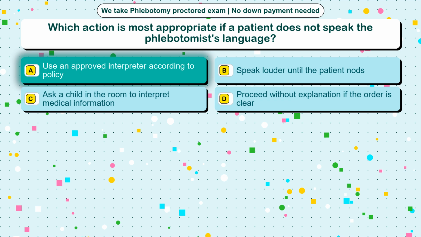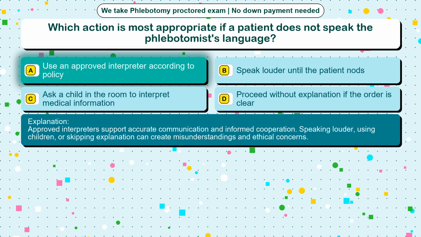The correct answer is option A. Use an approved interpreter according to policy. Approved interpreters support accurate communication and informed cooperation. Speaking louder, using children, or skipping explanation can create misunderstandings and ethical concerns.